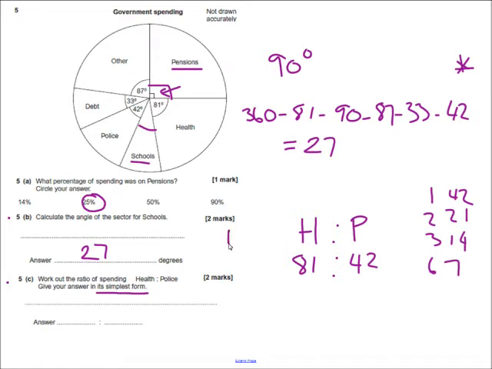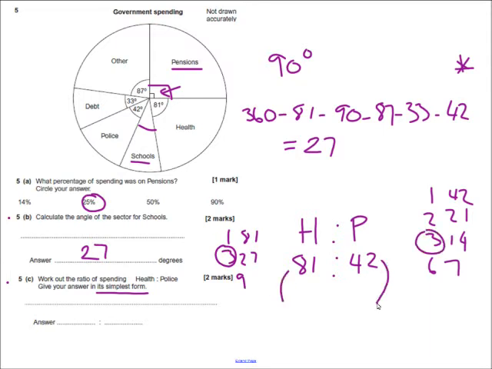So the factors of 81 are 1 and 81. 2 doesn't go into it, 3 goes into it 27 times. 4 doesn't go into it, 5 doesn't, 6 doesn't, 7 doesn't, 8 doesn't, but 9 goes into it 9 times. 9 nines are 81. So all your factors are there, so you can see on both sides that both 42 and 81 are divisible by 3.